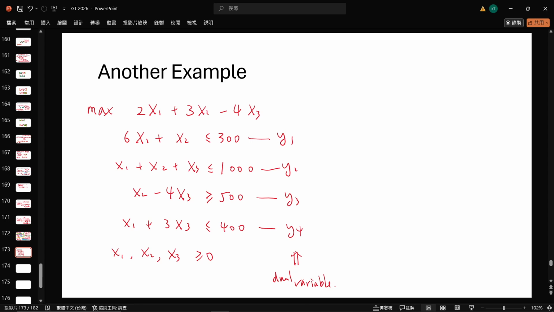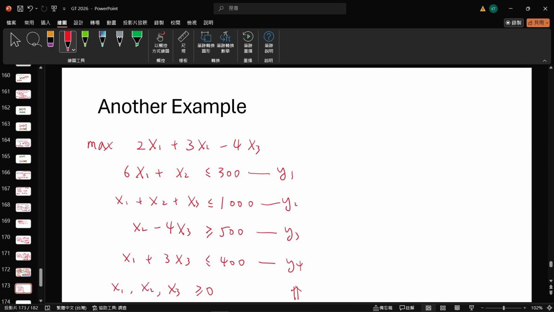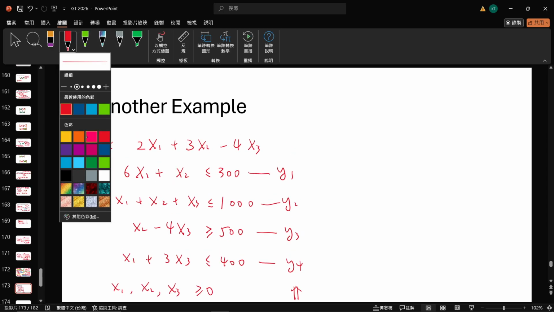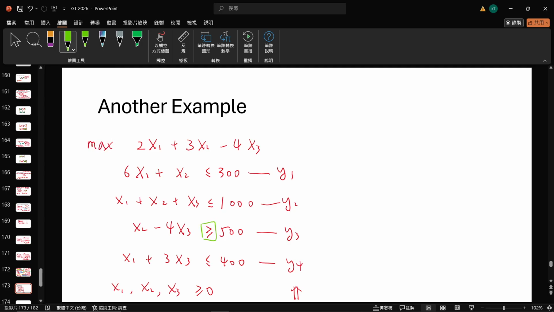But before we construct the weighted combination, observe that some of the constraints here, in particular this one, looks weird. Because all the other constraints are less than or equal to, but this one is greater than or equal to. Before we combine these constraints, we have to make sure that they all have the same sign.